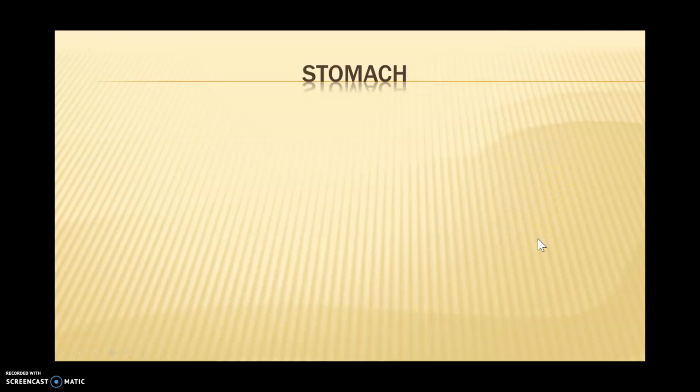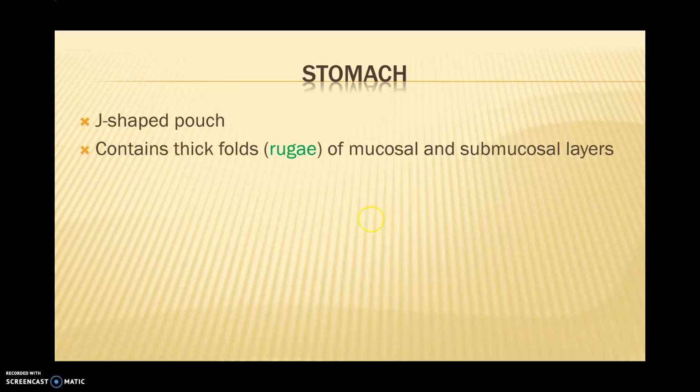Which brings us now to the stomach. So the food has been dropped from the esophagus, through the lower esophageal sphincter, into our stomach. Our stomach is this J-shaped pouch that contains really thick folds, or rugae, of mucosal and submucosal layers. So these mucus layers are going to be really important to protect our stomach from its own stomach acid.